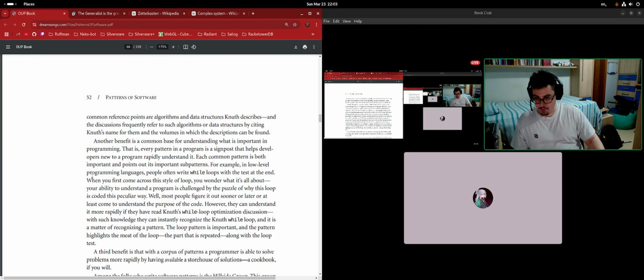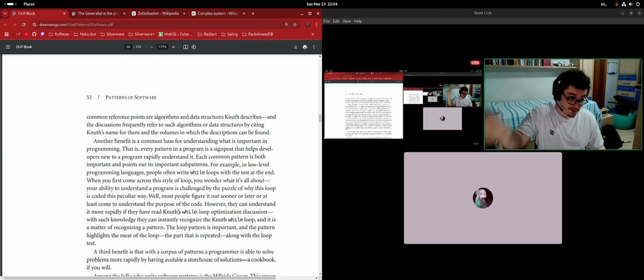In low-level programming languages, people often write while loops. When you come across this style of loop, you wonder what it's all about. Your ability to understand programming is challenged by the puzzle of why this loop is coded in this particular way. Most people figure it out sooner or later, or at least come to understand the purpose of this code. However, they can understand it more rapidly if they have read the manual, of course, because the manual should contain such lessons.